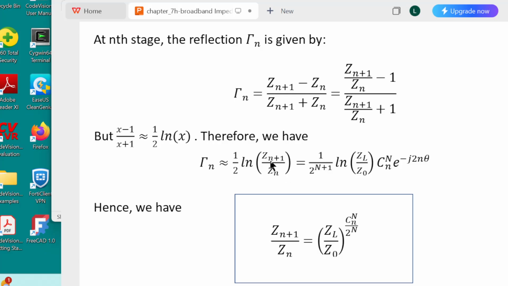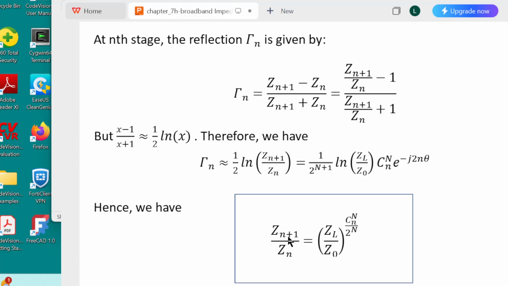What we are going to do is this 1 over 2, we move it to inside the bracket, and this 1 over 2 to the power n plus 1, we move it to inside, and we move this as well, and eventually we got this formula. Then if you equate the parameter inside the log brackets, then we will get this. So this formula is very clean.